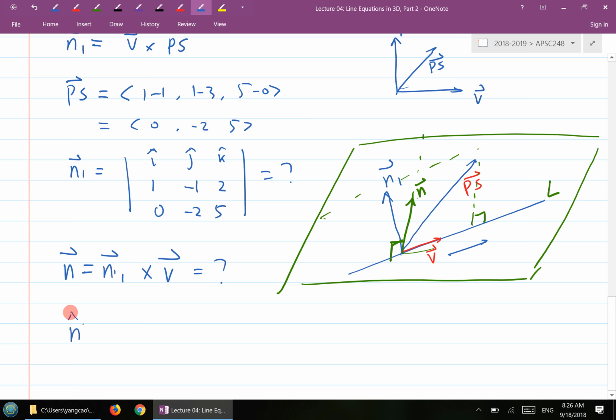Now you can normalize the N to obtain a unit vector, and then you get your D, which is basically your PS dot N hat. So that's the first approach. I didn't give you all the detailed calculation. You can try yourself, and I'll give you another one for which I'll give you a detailed calculation.